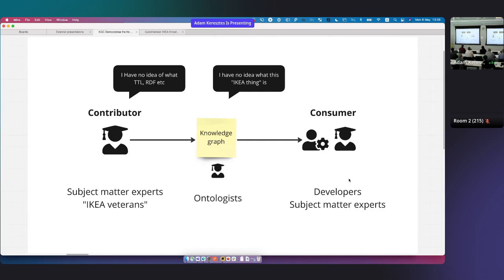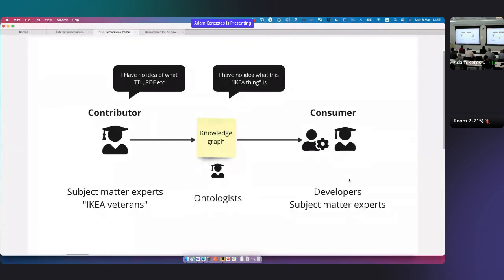Then we have the IKEA knowledge graph, and here we are working with ontologists, who are trying to translate the IKEA knowledge into a way we can work with it. In this situation, they don't know what the IKEA stuff is either. They know about ontologies and the field of semantic web and knowledge graphs, but they don't know about IKEA. So this is where the interaction and tooling really comes in. How can we include the contributors more in the creation of the knowledge that sits in the knowledge graph?